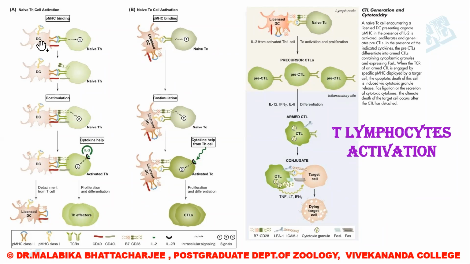Now, we know that the activation of T cells takes place through three basic signals. The first one is signal 1. Signal 1 is delivered when specific peptide MHC complexes displayed on a dendritic cell bind to multiple copies of T cell receptor being expressed on a naive T helper cell or a T cytotoxic cell. As a result of this aggregation, immediately a signaling cascade starts.